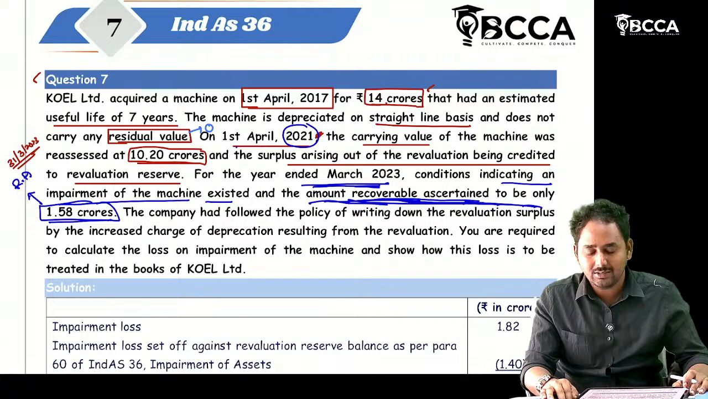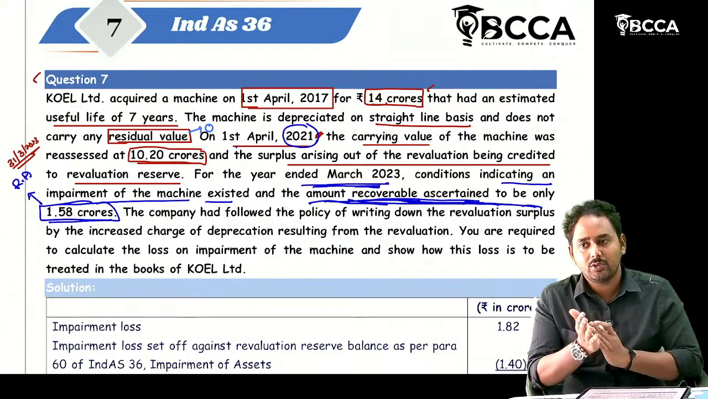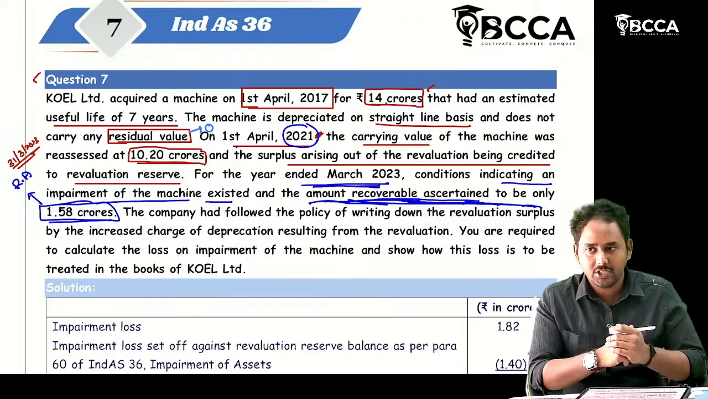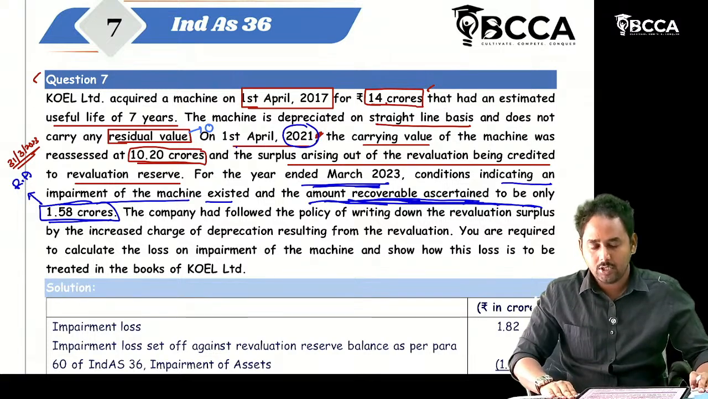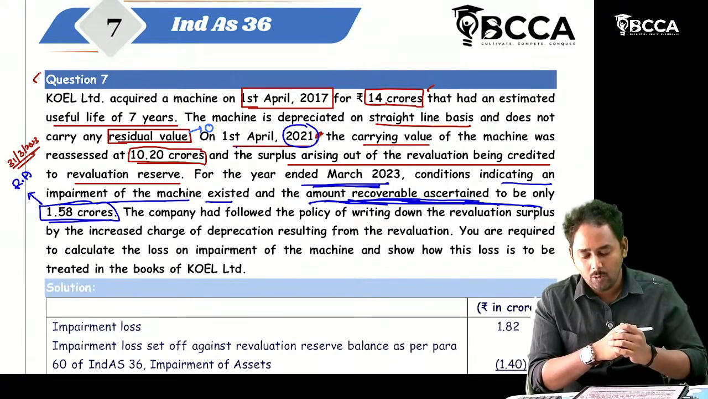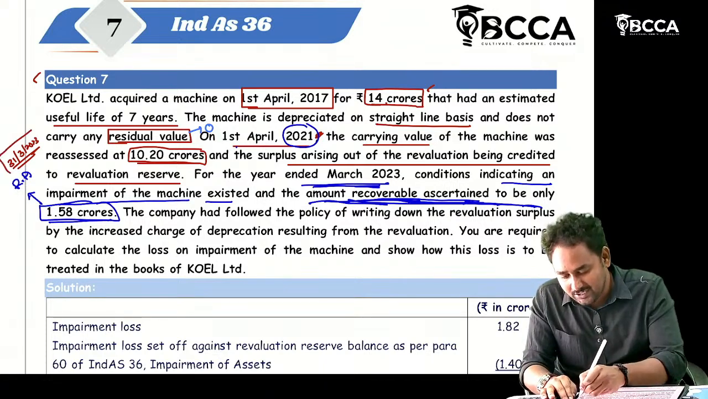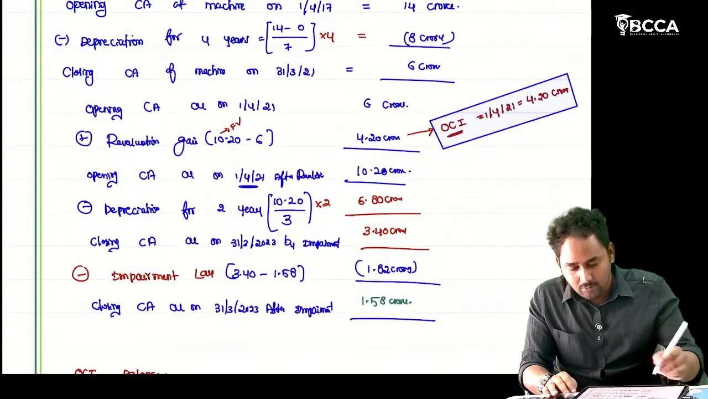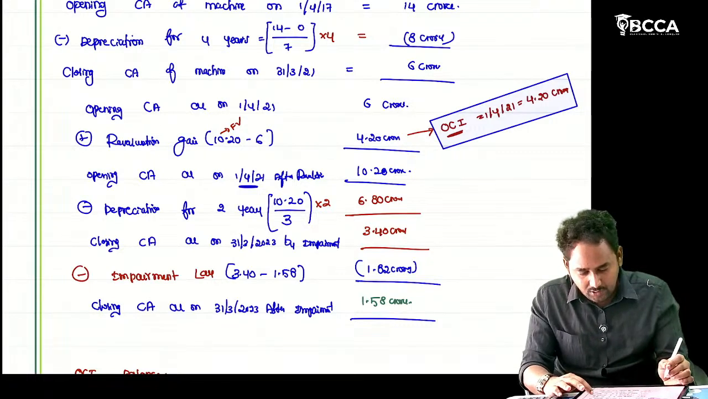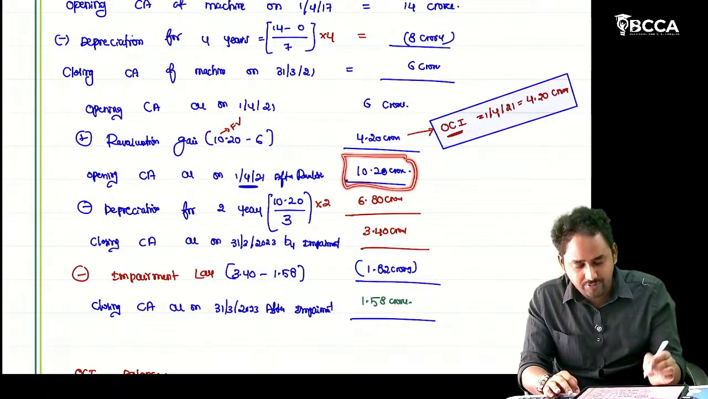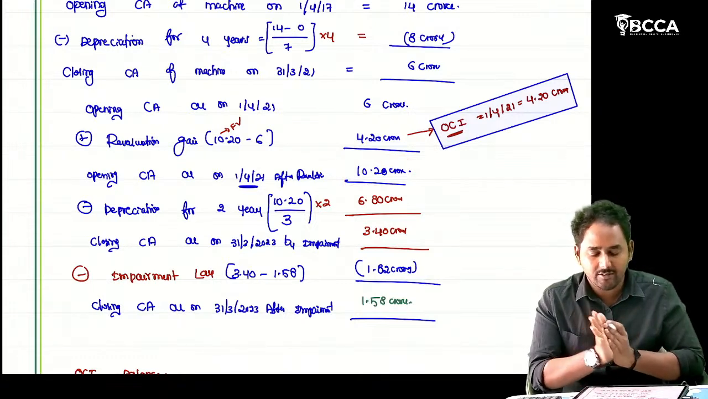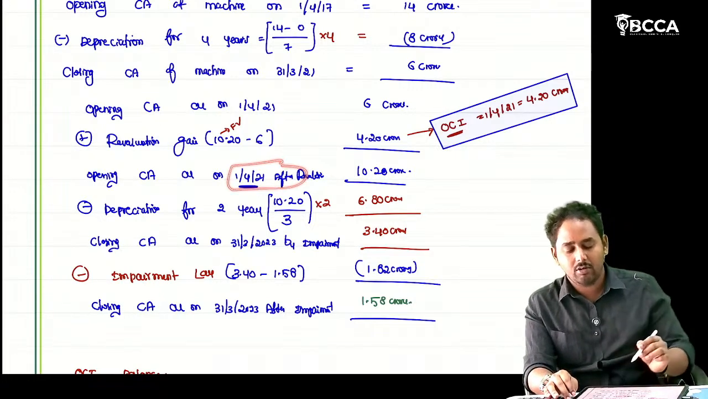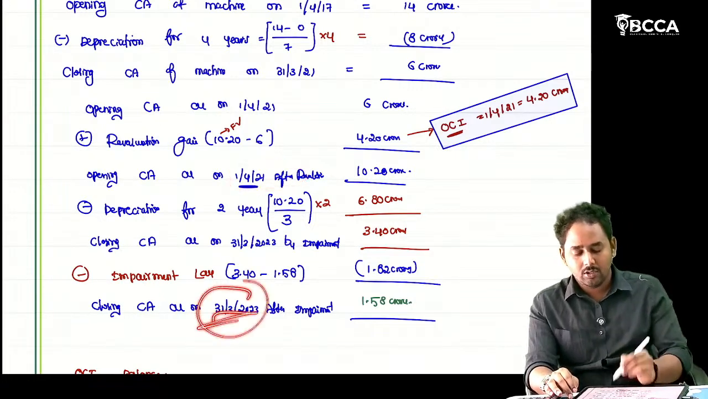Carrying amount minus which carrying amount? Closing carrying amount after depreciation before impairment loss as on 31st March 23. It should be compared with the recoverable amount, and only then do we get the impairment loss. Let's see what is the recoverable amount of the asset as on 31st March 23. But I have only the carrying amount as on 1st April 21.